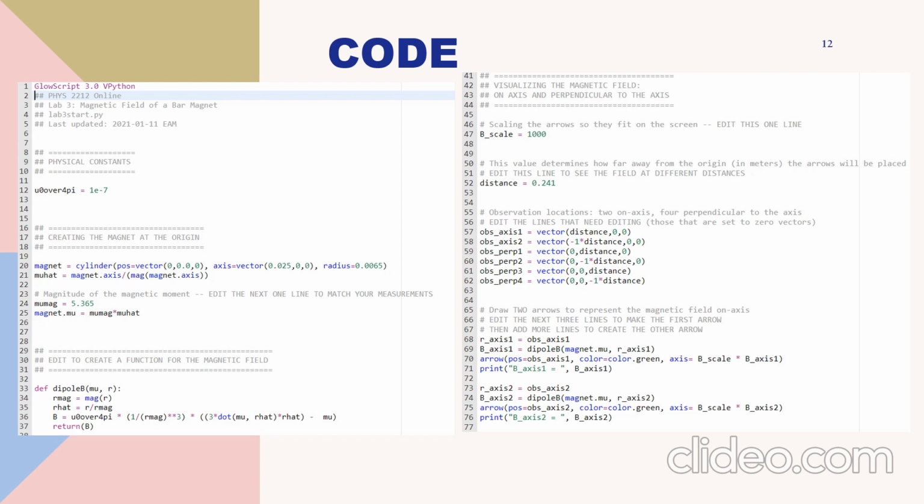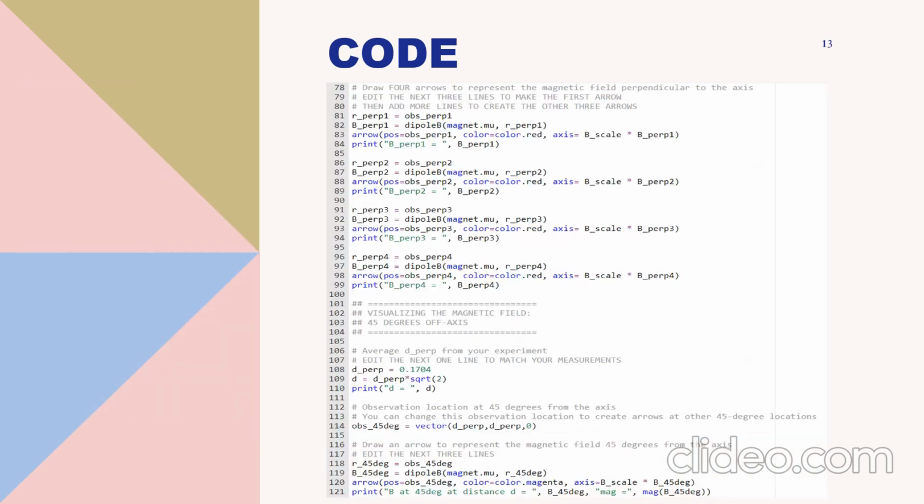Then two observation axes and 4 lines were created here, perpendicular to the axis. Next, 2 arrows were created to represent the magnetic field on axis, and 4 arrows were created to represent the magnetic field perpendicular to the axis.